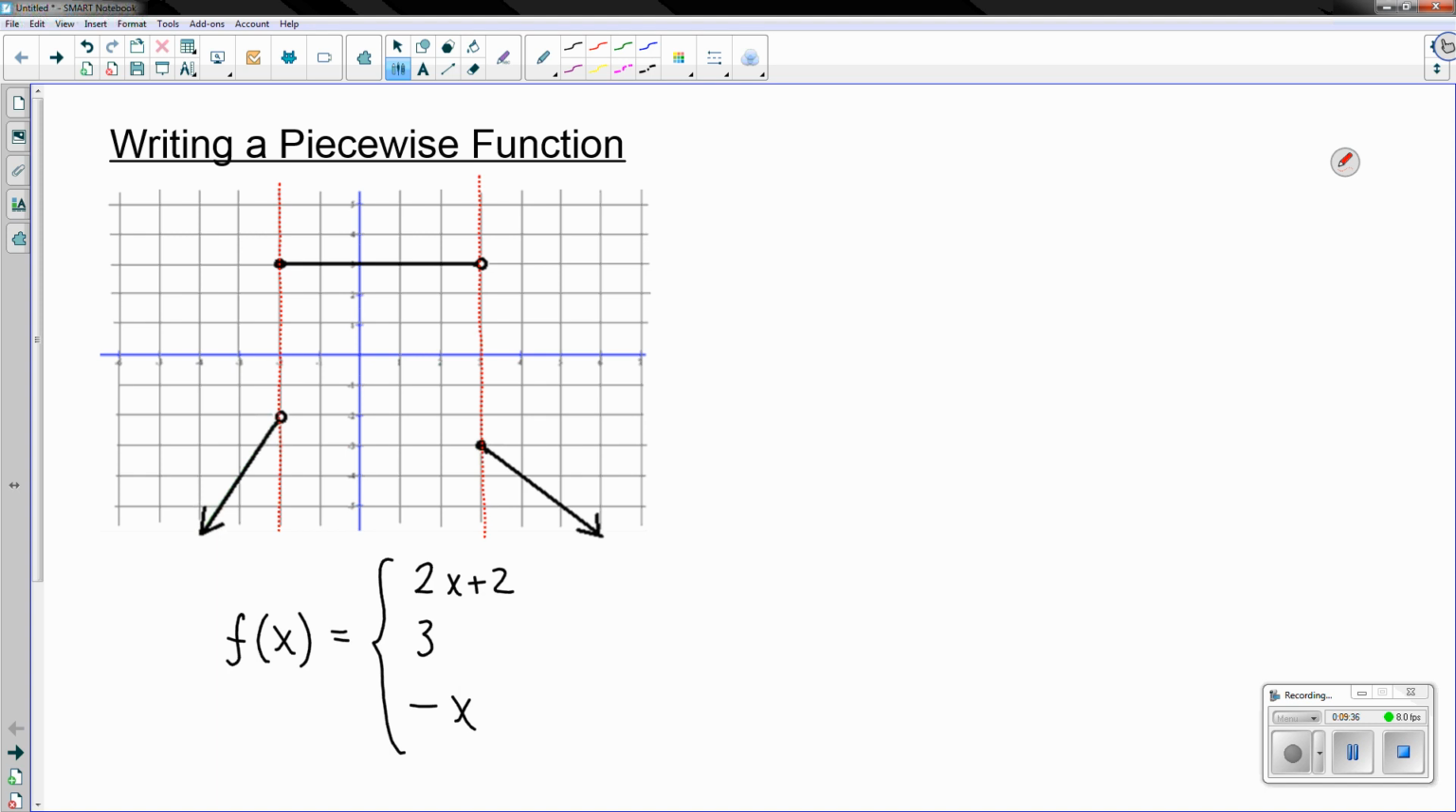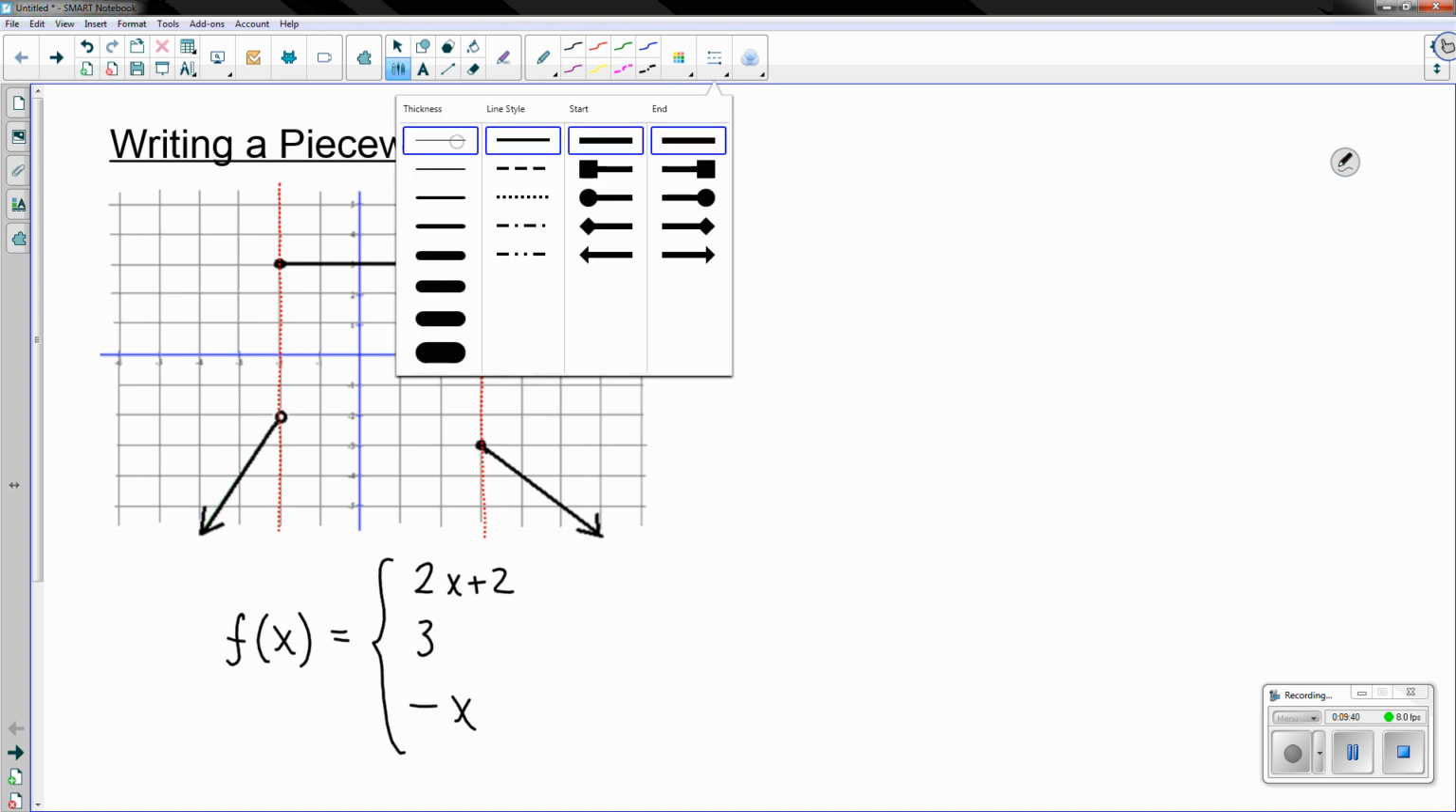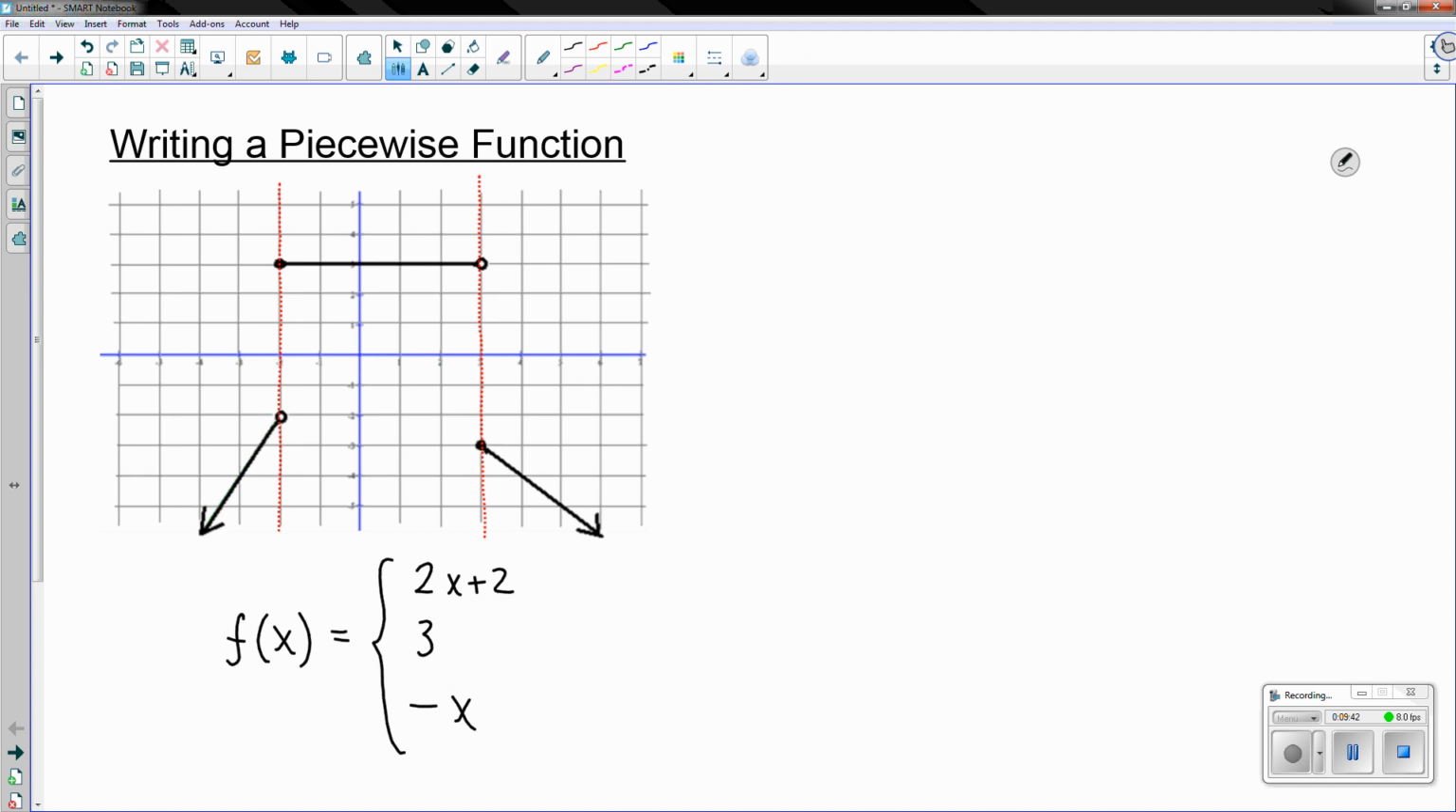So we can see that this first rule all the way to the left is going to be applied whenever x is less than negative 2. So you can see that this first part of the graph is only in a section to the left of negative 2. Now, negative 2 is not included in that interval, and that is denoted by that open circle. So we're going to say this first rule applies when x is less than -2. Now the second rule, the constant function rule, is going to be applied when x is between -2 and 3.